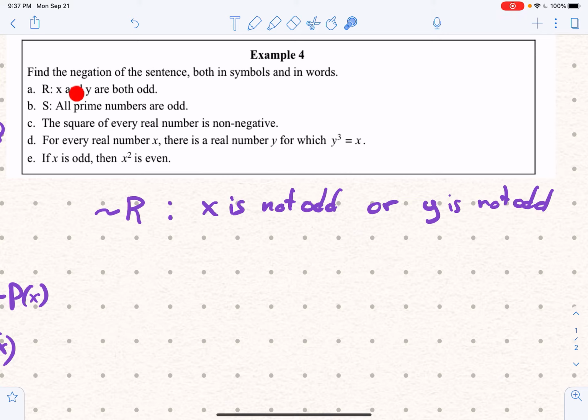We have this word and, that's a conjunction. The two parts of the conjunction are X is odd and Y is odd. And what we do, when we negate that statement, is apply the negation to each one individually: X is not odd, Y is not odd, and we change the and to an or.